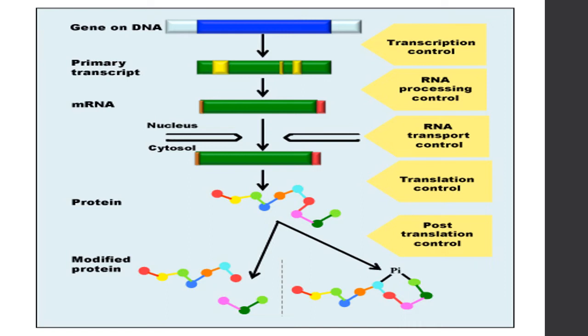After that, we can see the protein made of amino acids. These color blocks are the amino acids, and this takes place through translation control. The amino acids then undergo folding, and after folding, modification takes place. This modified protein is subject to post-translation control. So in total there are five controls: transcription control, RNA processing control, RNA transport control, translation control, and post-translation control. And there are also environmental controls.